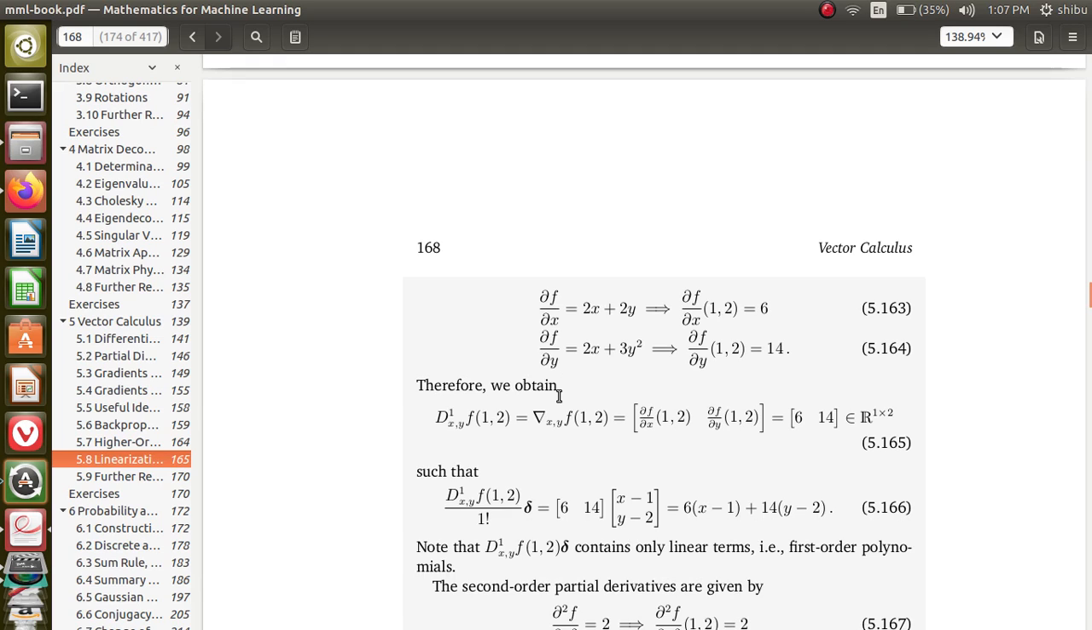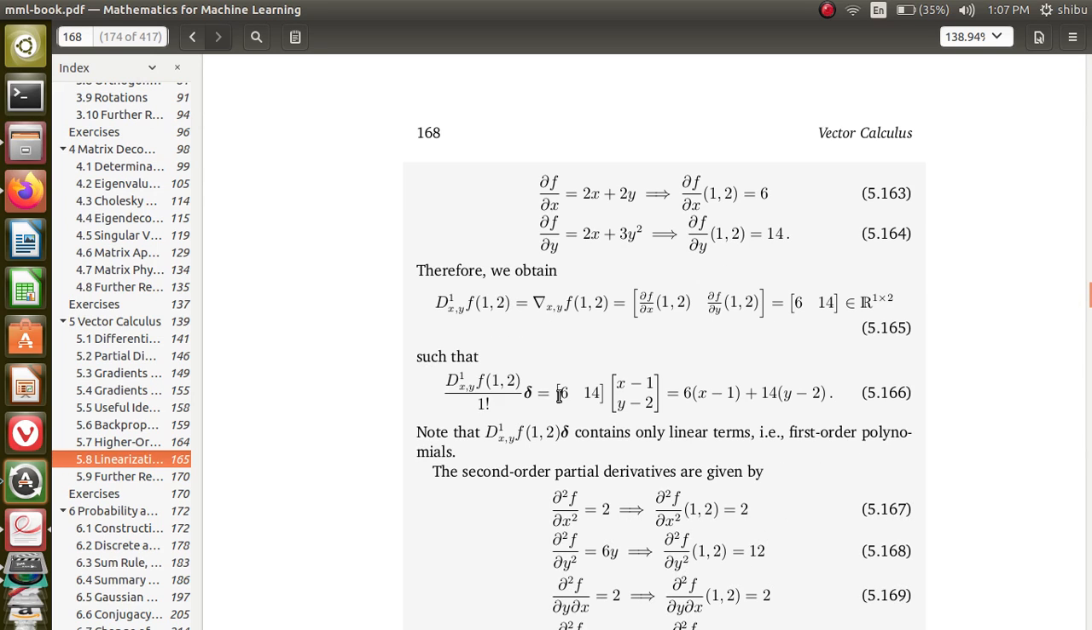Now, del f by del x, that means we are differentiating with respect to x. You get 2x plus 2y, and putting 1 and 2 there, we get del f by del x at 1, 2 is 6. Del f by del y at 1, 2 is 14. Therefore, we obtain D_xy f of 1, 2, which is equal to del f by del x of 1, 2 and del f by del y of 1, 2, equal to 6, 14. So that is the gradient.